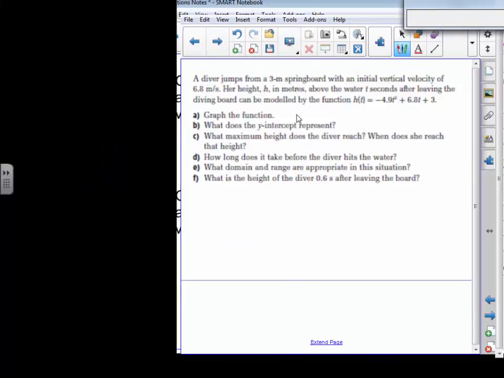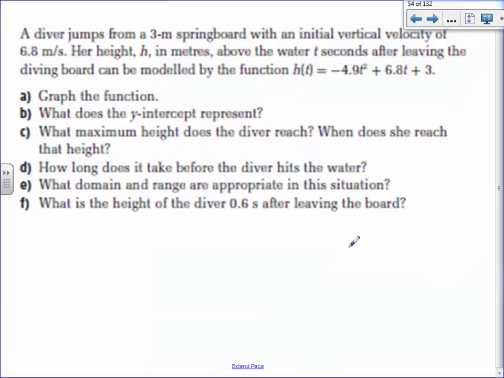Okay, so let's try an example then. This is very similar to the very, very last question on either assignment, -1 or -2. It's more of a word problem. So let's give one a try as a group here. A diver is going to jump from a 3-meter springboard with an initial velocity of 6.8 meters per second, and we've graphed the diver's height according to this equation here.